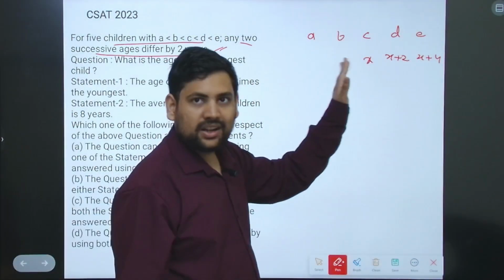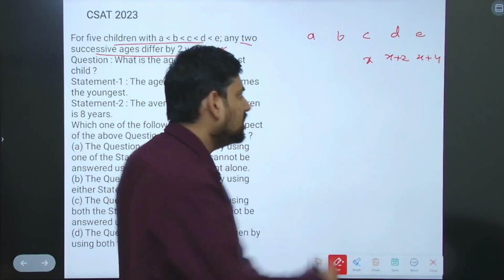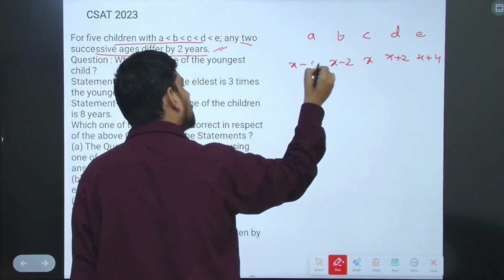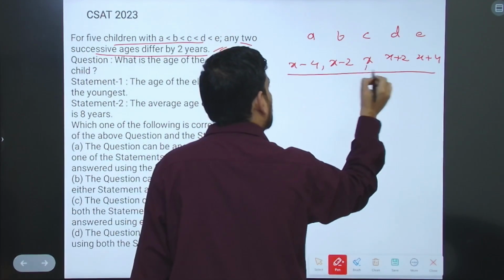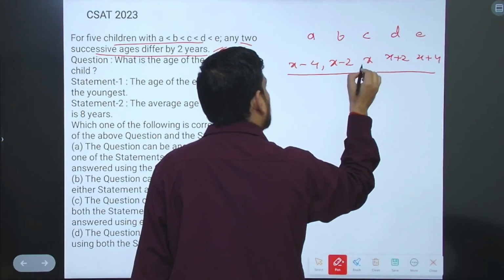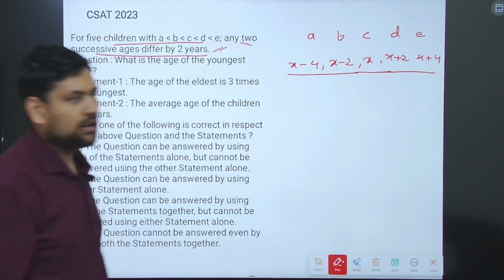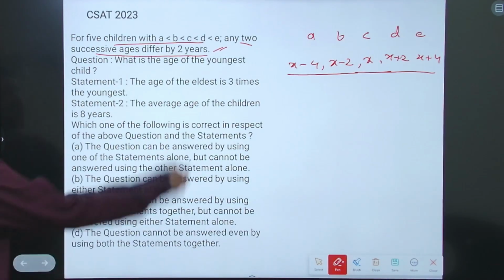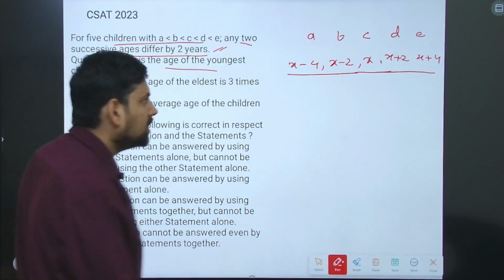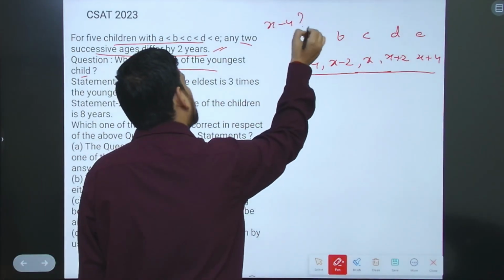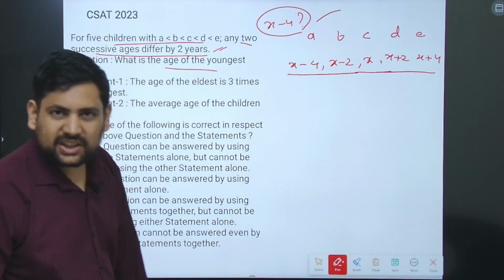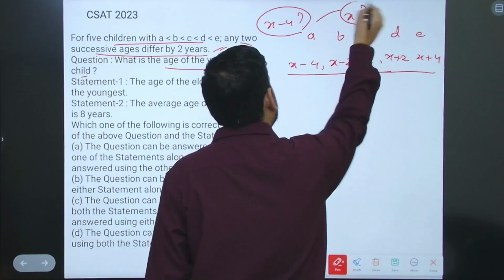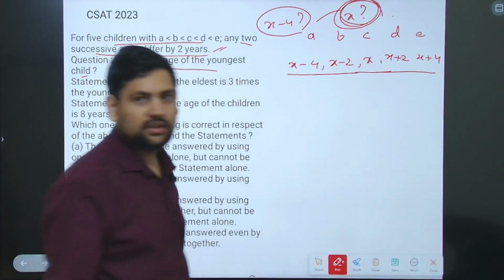Similarly, if I go back, B will be 2 years younger than C, so x minus 2, and this will be again 2 years younger than B, x minus 4. So these are the 5 values that I get. A, B, C, D, E I have got. Now it asks you what is the age of the youngest child. What is it asking you? It is asking you what is the value of x minus 4. Ultimately, if you get the value of x, then you will get the value of x minus 4 also. So ultimately the question is, tell me the value of x.